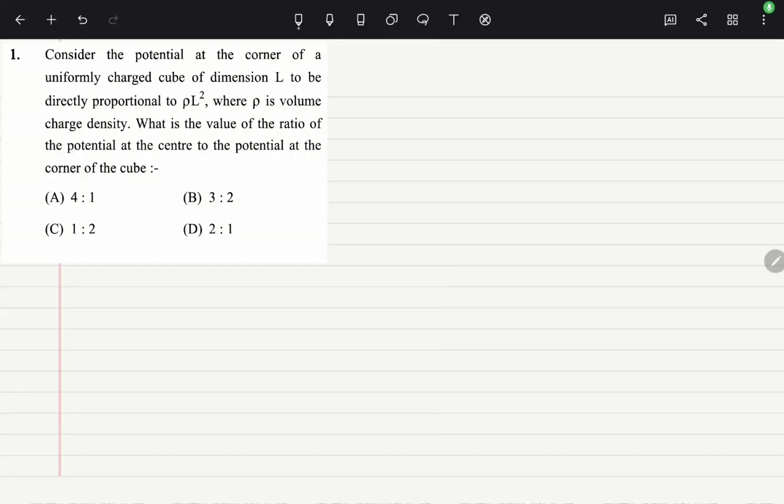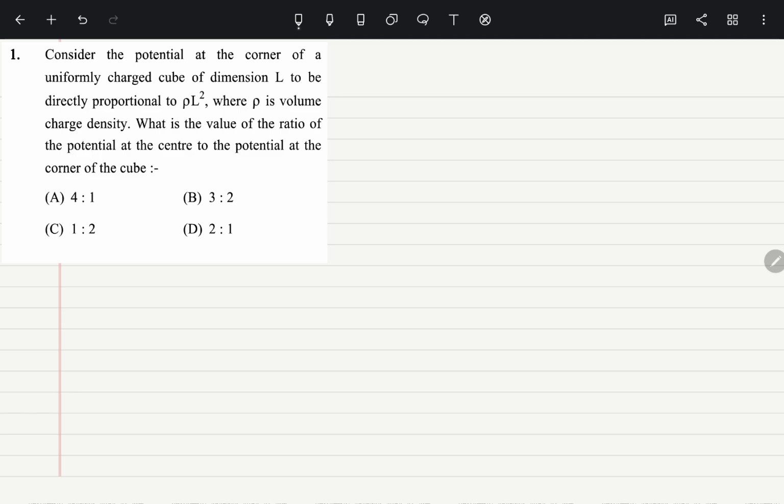Okay, so today we are going to discuss some important questions from the electrostatics chapter, and the topic which we are going to discuss will be electric flux and electric potential. So let's start with question number one.